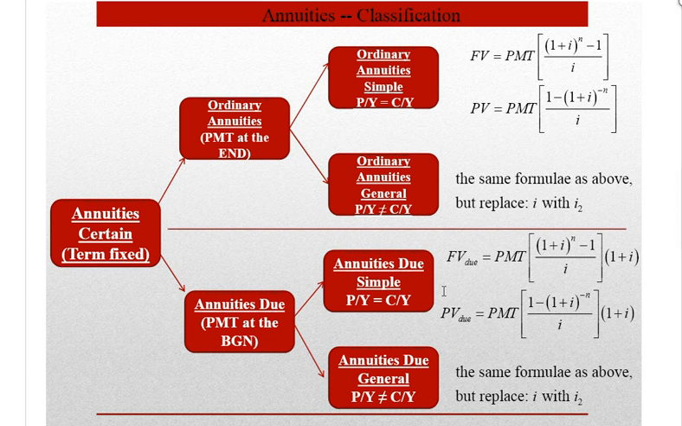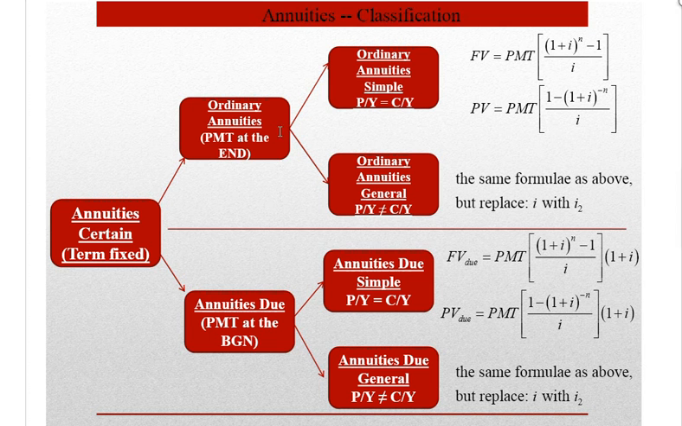Further, we're going to divide annuity certain into two categories: ordinary annuity and annuity due. If the payments are at the end of every payment interval, we're going to call them ordinary annuity. If the payments are at the beginning, at the beginning of every payment interval, we're going to call them annuity due.